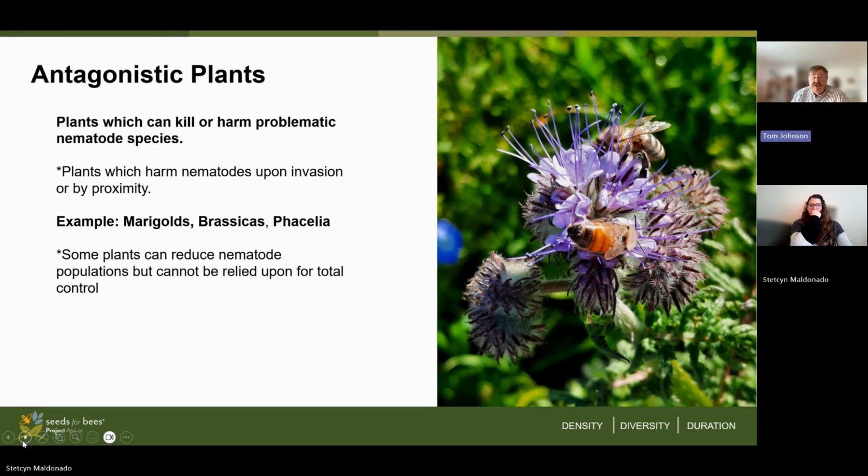Some of those examples are marigolds. We mentioned brassicas as well. Brassicas actually can host some nematodes, but on the other hand, the plant material breakdown can cause a certain amount of damage to populations. Phacelia is also a non-host antagonistic plant. And there are some other ones out there as well that exude allelopathic chemistries against other plants and sometimes against nematodes. Using these plants can reduce those populations, but you can't really rely on them for total control.